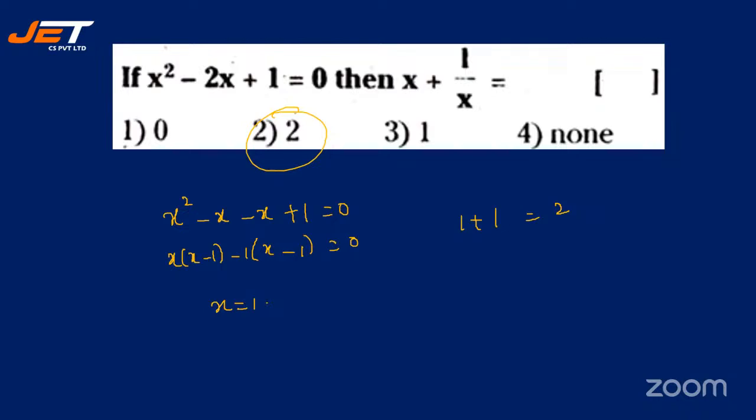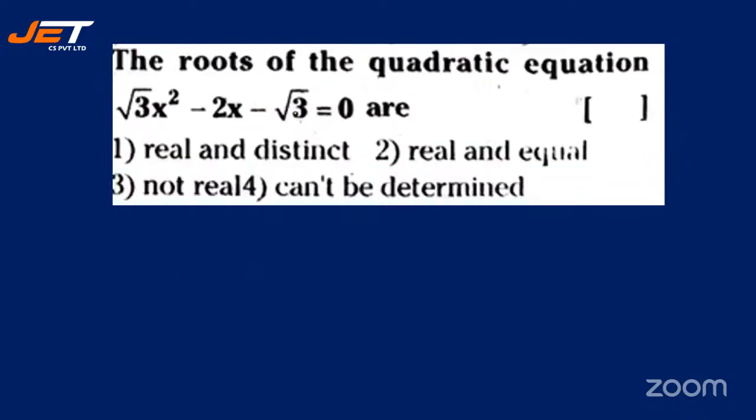Let's see how many are giving me option 2. Jyoti, Pambala, Narasimha, Bhavana, Srinivas, many are giving me the answers. Very good, students. See the next question. The roots of the quadratic equation root 3 x square minus 2x minus root 3 is 0 are real and distinct, real and equal, not real, can't be determined?